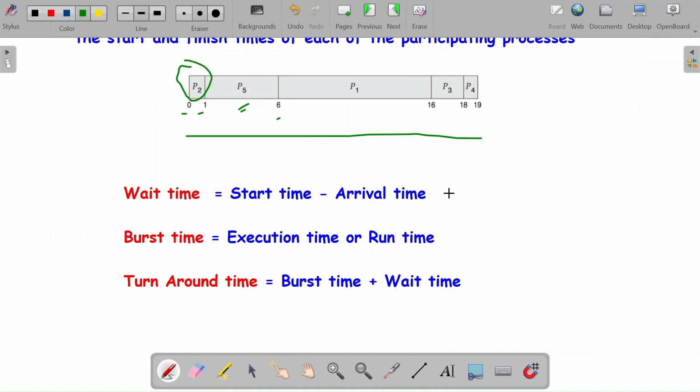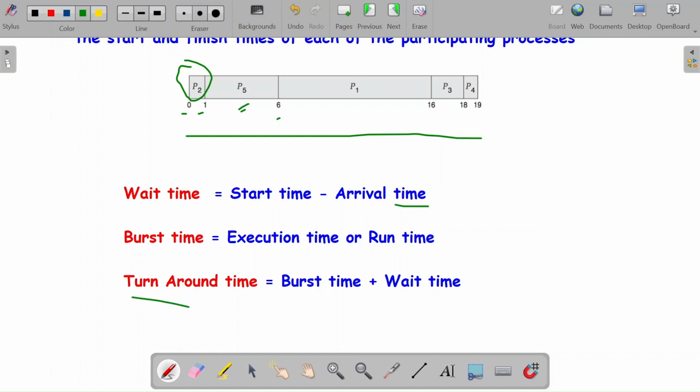And there are some mathematical understandings. So how do we calculate the wait time? Start time minus arrival time. Arrival time means I am waiting in the ready queue. Start time means I start my execution in the running state. So that is the wait time. Burst time is called execution time or run time or CPU burst. It has different naming terminologies. Don't get confused. Burst time, execution time and run time are all the same.